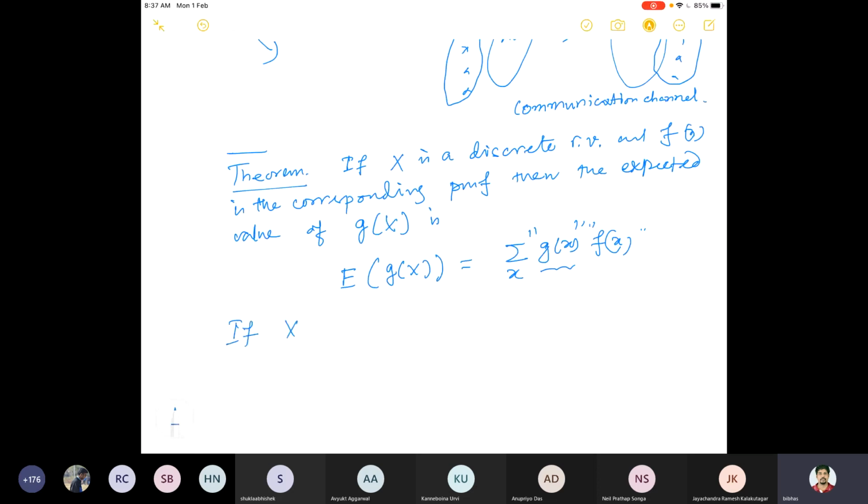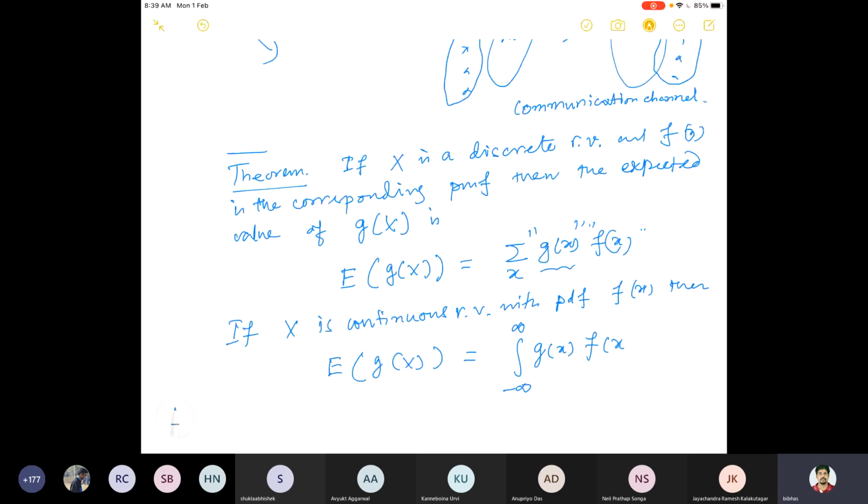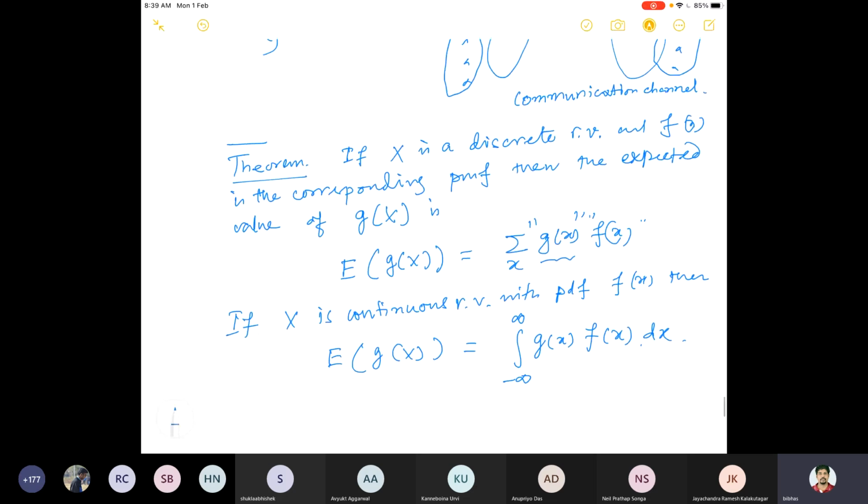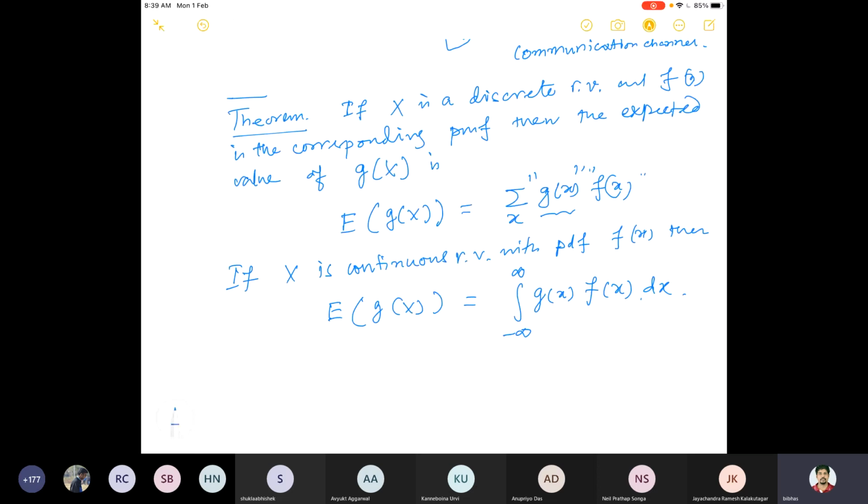And if X is a continuous random variable with PDF, let's say f_X, or you can just write f, then the expectation of g(X) can be defined as the integral from minus infinity to infinity of g(x) f(x) dx. Because you are not changing the probability, you are only modifying the values, okay? So that's the proof, actually, but even if you want a formal proof, then you can also do that, okay?